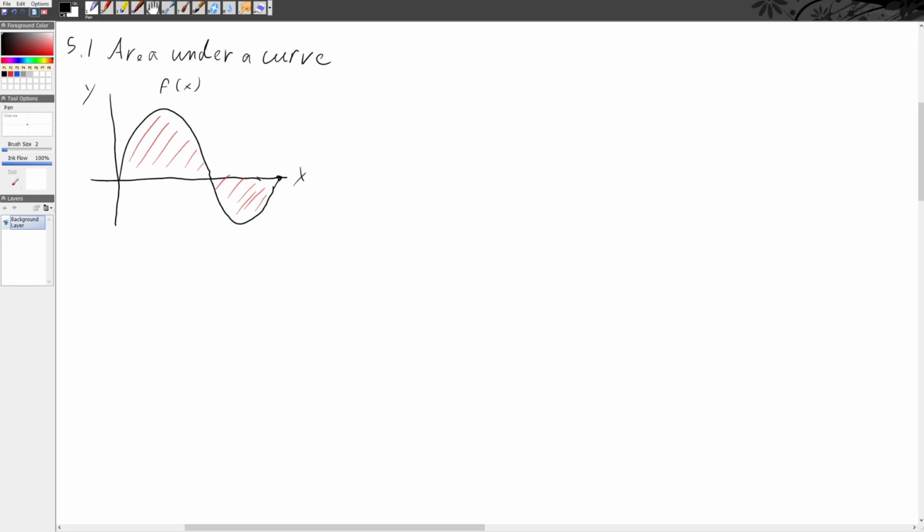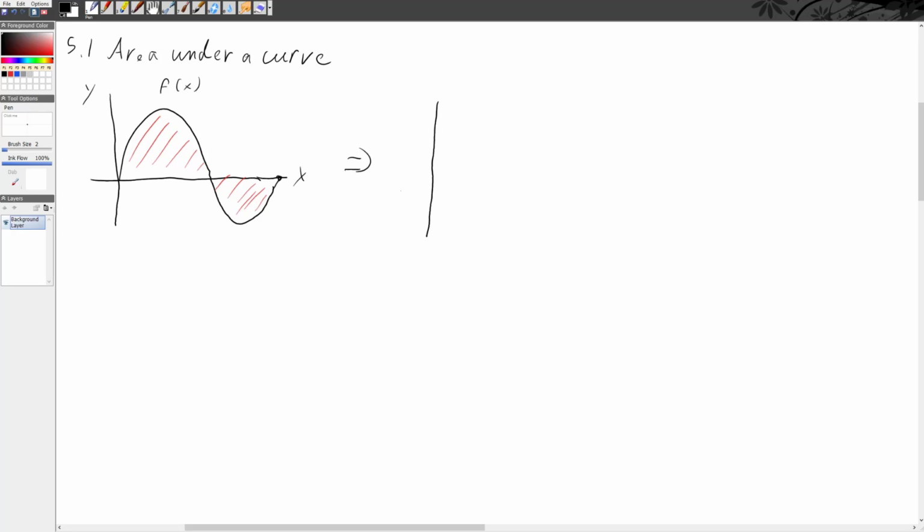But what we can do is rather than finding the exact area, we are going to try to estimate this by putting rectangles underneath the curve. Why rectangles? Because we know how to find area of rectangles. That's about it.